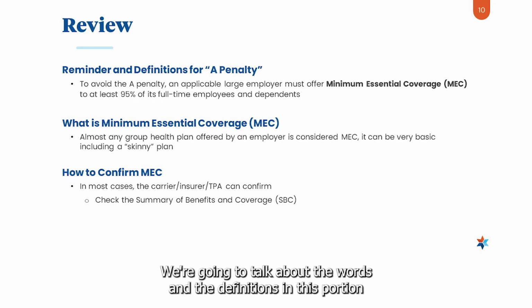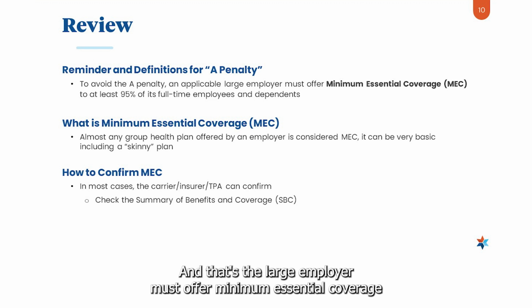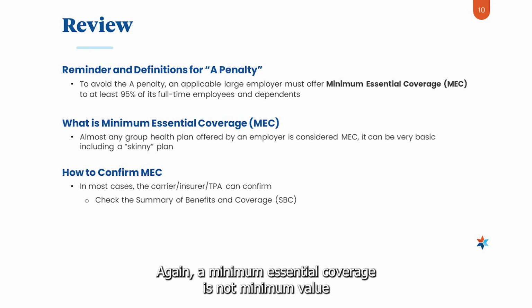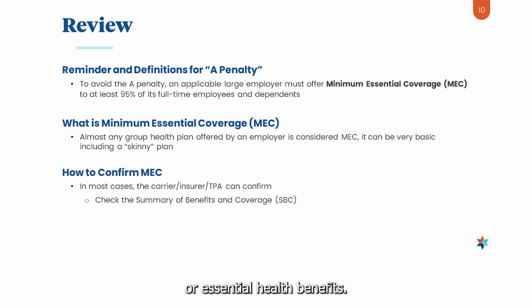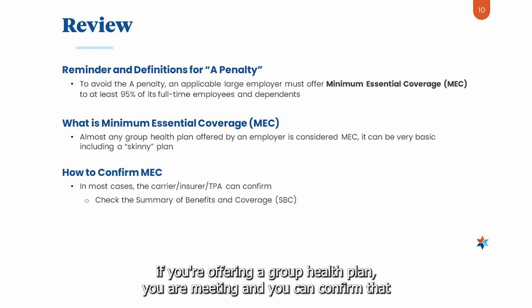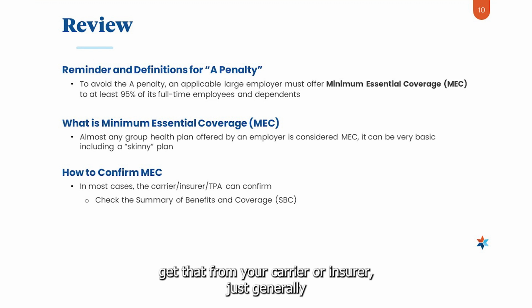We're going to talk about the words and the definitions in this portion of the employer mandate, the portion that we're talking about with a penalty. And that's that the large employer must offer minimum essential coverage to at least 95% of its full-time employees and dependents. Just as a review, again, minimum essential coverage is not minimum value or essential health benefits. Minimum essential coverage means basically if you're offering a group health plan, you are meeting it. And you can confirm that on the summary of benefits and coverage, or get that from your carrier, insurer, or TPA, just generally.